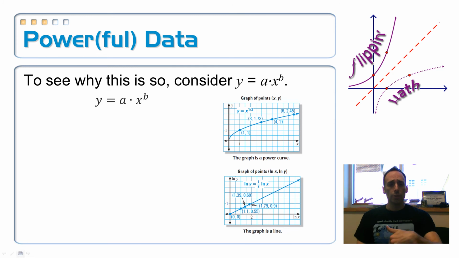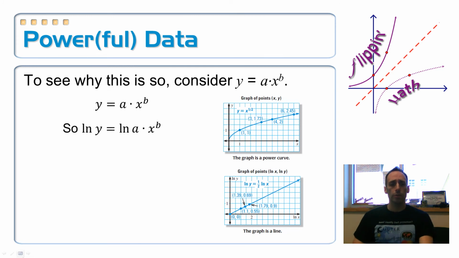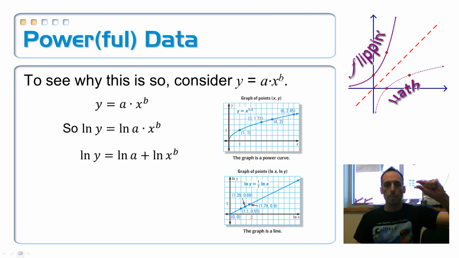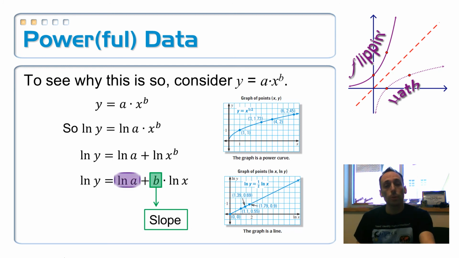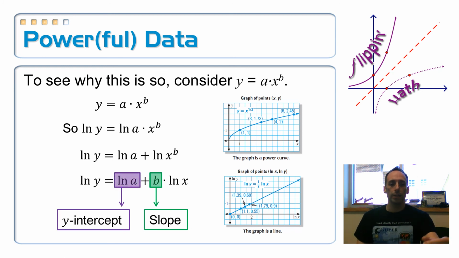Same kind of deal. Start with the equation, take the natural log of both sides. On the right-hand side, you have a log of a product, so break that up using the product property as the sum of the two logs. And then that b, that exponent, gets to come out front using the power property. And the b times the natural log of x, that's our slope, right? And the natural log of a, that's our y-intercept. So it's very, very similar to the exponential function.